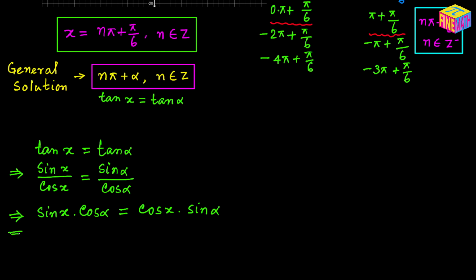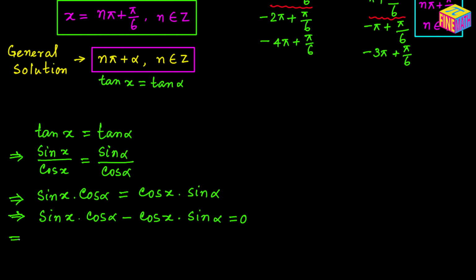And if we bring everything to the left hand side, we are going to get sine of x times cosine of alpha minus cosine of x times sine of alpha is equal to 0. And from here we can clearly see that this is sine of x minus alpha, and that is equal to 0.